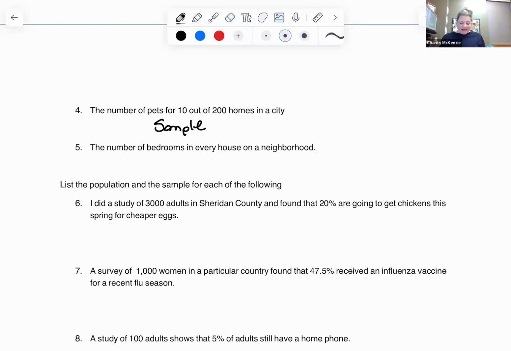5. The number of bedrooms in every house in a neighborhood. I'm saying every, so that's the whole population. We're looking at whether something is all, just a group.